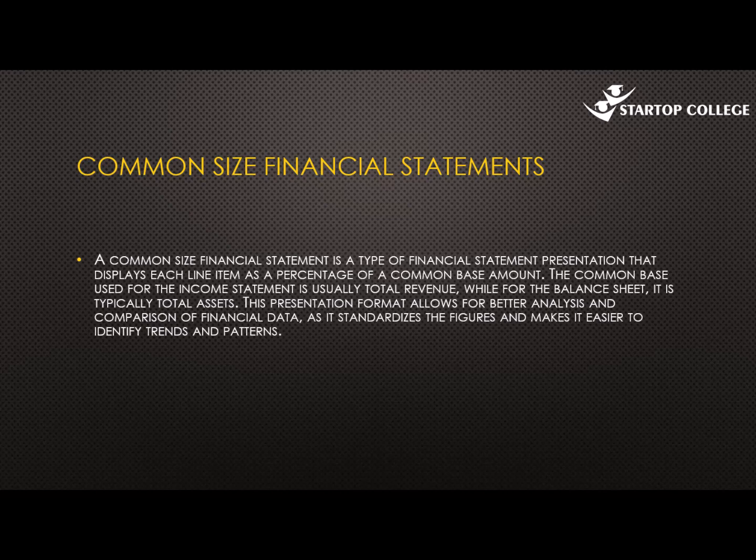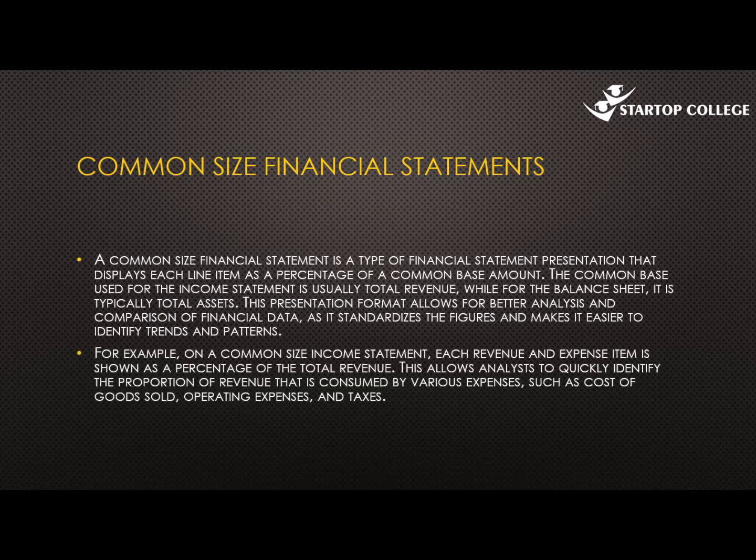Also, this common size financial statement can be used to investigate the proportion of each expense to revenue. You might find out that maybe you're paying too much rent in comparison to revenue, and therefore you might investigate why that is the case. Maybe you will need to downgrade to a smaller premises or a less expensive premises. So in a common size income statement, each revenue and expense item is shown as a percentage of the total revenue. So this will allow the analyst to review them and come up with conclusions.